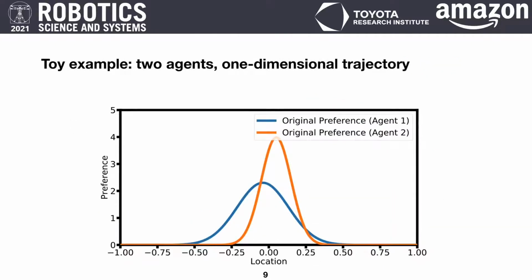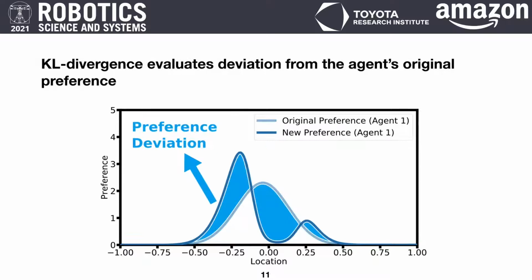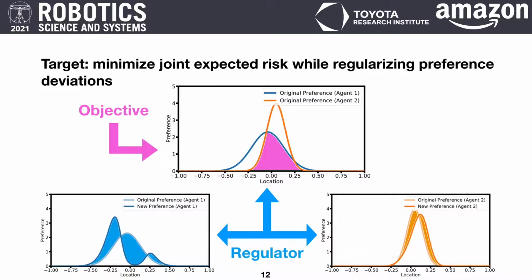Let's start with a toy example, where we have two agents with their trajectories in a one-dimensional space. Their original preferences are shown in the figure below. First, we use the joint expected value of the interaction function to represent the joint expected risk between the two agents. Then, we use the KL divergence between the same agent's preferences in different iterations to represent the preference deviation. Now, we can formulate the problem as finding optimal preference distributions for the two agents, which minimize the joint expected risk while regularizing the preference deviation to preserve the original preferences.